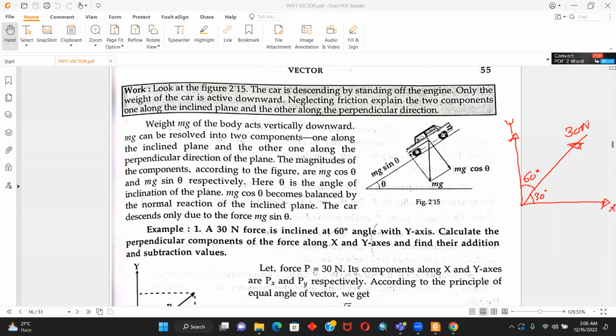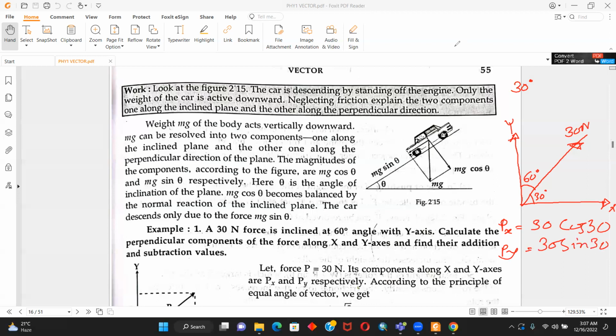Now tell me, what is the angle between 30 Newton and x-axis? 30 degrees, right? So that means the component along x-axis, or horizontal component, will be 30 cos 30. And for y-axis, it will be 30 sin 30. Very good. So this will be our answer.